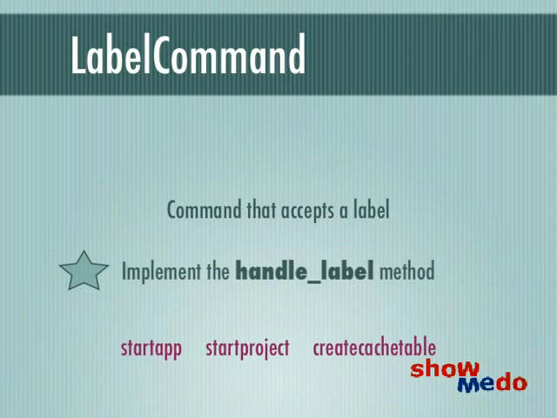Now, when we look at the next command, you might think, well, why doesn't startapp use the AppCommand, which is the next one we'll look at? Well, the reason is because at that point the app doesn't exist, because that's what the startapp command is doing, is creating that app, and so therefore there's nothing to validate against. So startapp and startproject both use the LabelCommand.